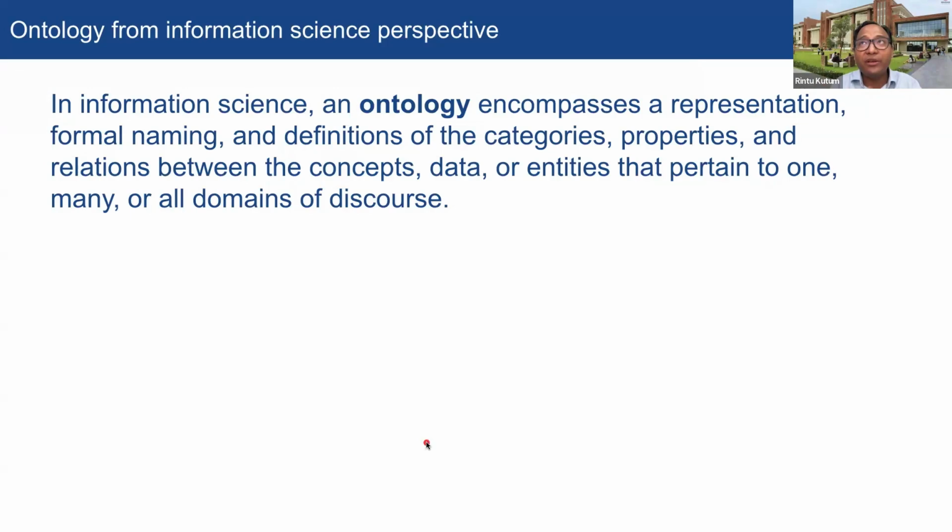So now, just briefly, as we discuss the ontology. From an information science perspective, an ontology encompasses a representation, very, very important, with a formal naming and definition of the categories, along with the properties and the relationships between the concepts, data, or entities that pertain to one, many, or all domains of discourse. And as we discussed earlier, Bob is from one domain, and Mona Lisa is from another domain. But because of those categories and properties, we are able to relate them together and convert them into more of a knowledge information.